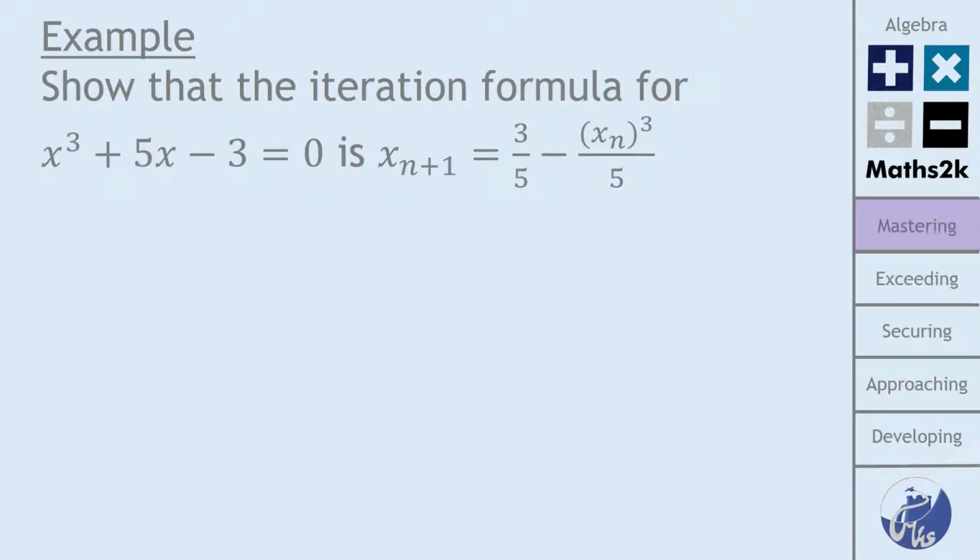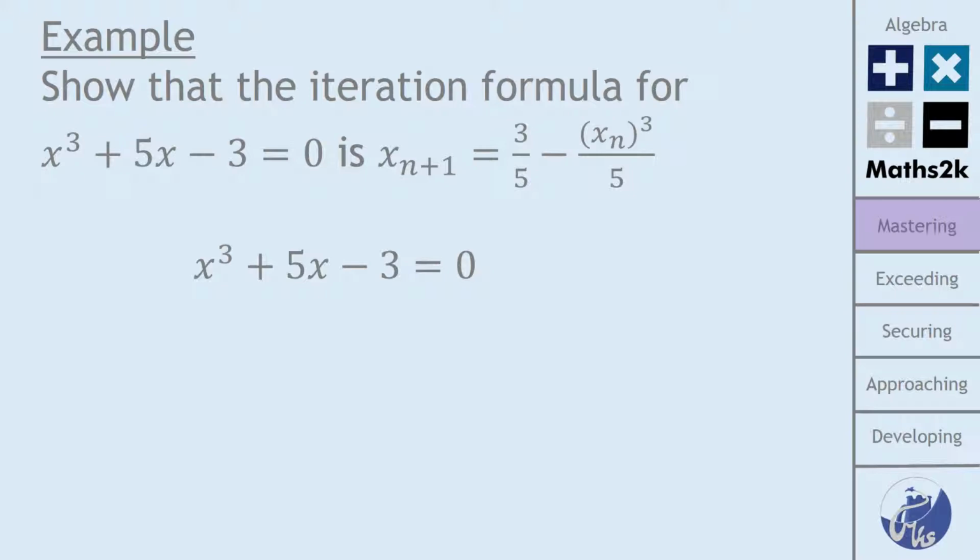So here I have an example which asks you to start off by showing that the iteration formula for x cubed plus 5x minus 3 equals 0 is going to be this on the right. So to do that, you are going to need to do some rearrangement of the equation that's on the left. Normally when you're rearranging an equation, you are doing inverses, which is fine. But what you're wanting to try and do are the inverses which will specifically create the iteration formula that you can see on the right.